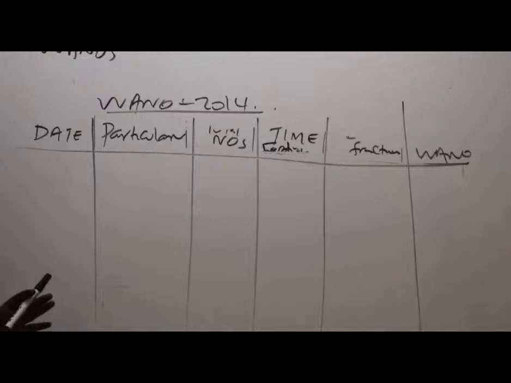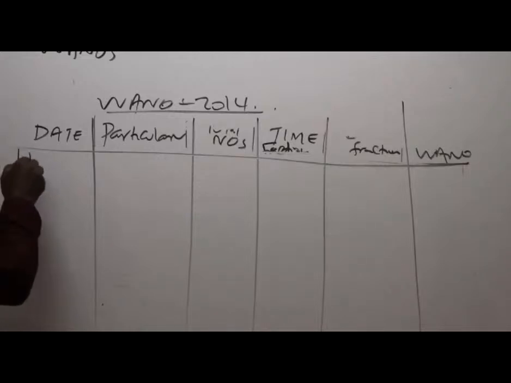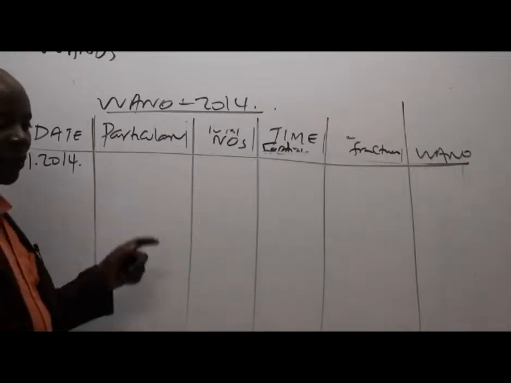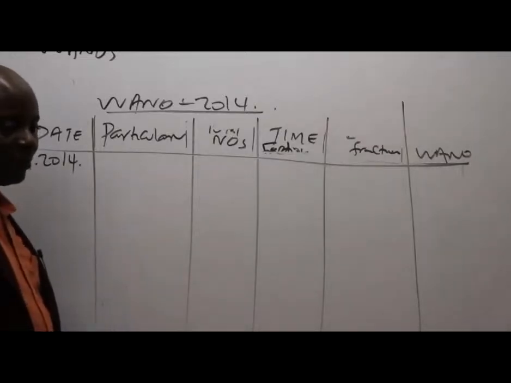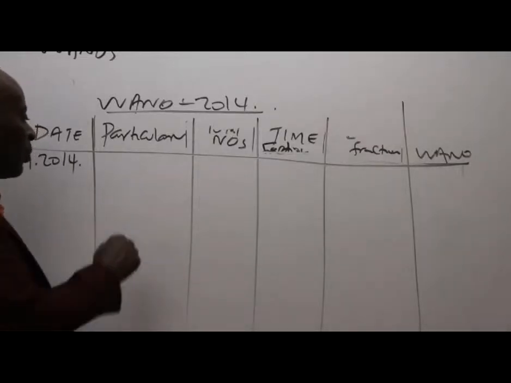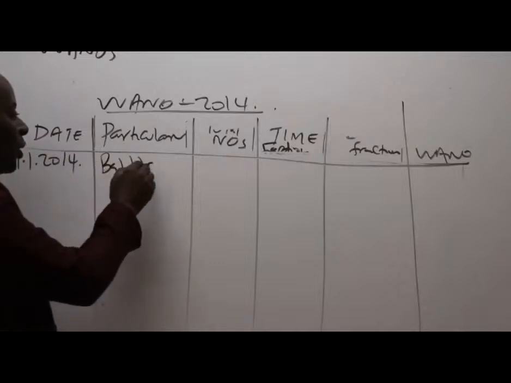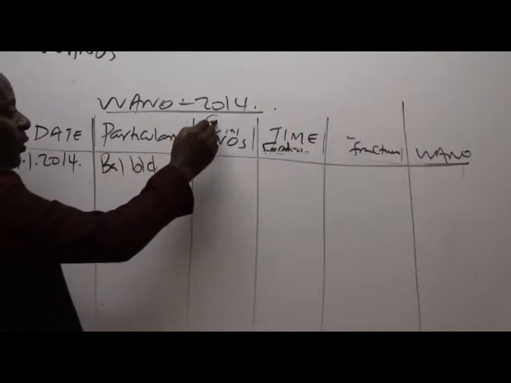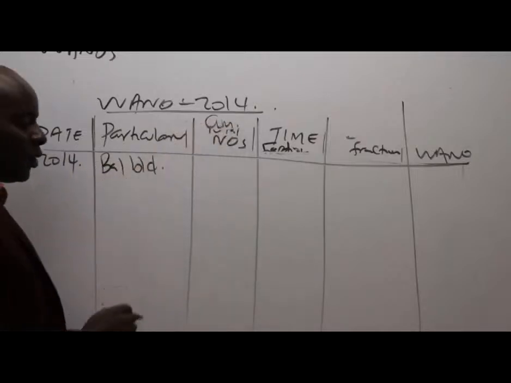Thank you very much. It has to be the beginning. So 1st of January, we have here 1st of January 2014. Particulars here, the first particular again: balance brought down. Thank you very much. Then give me the number of shares that you're bringing down here.